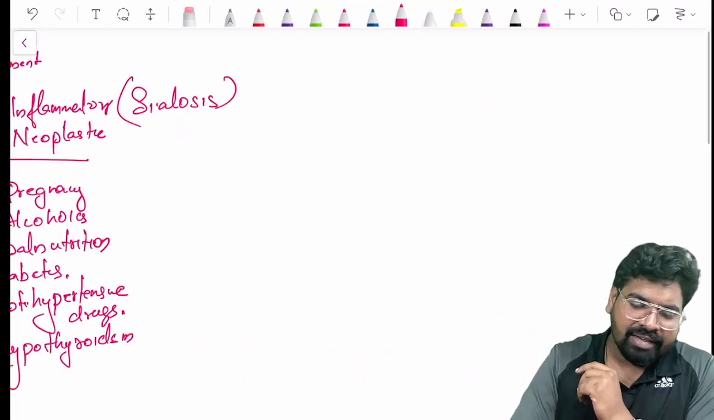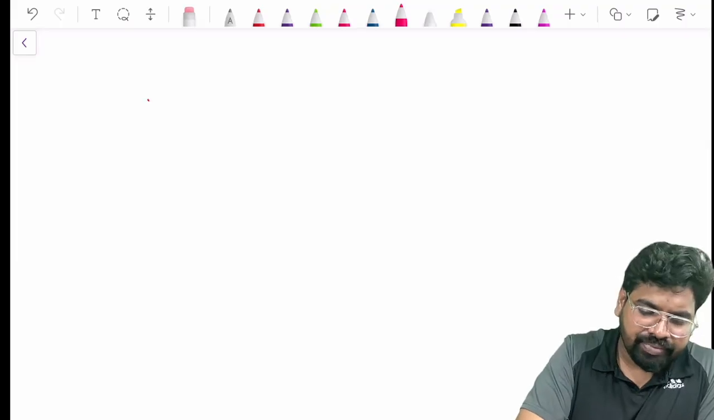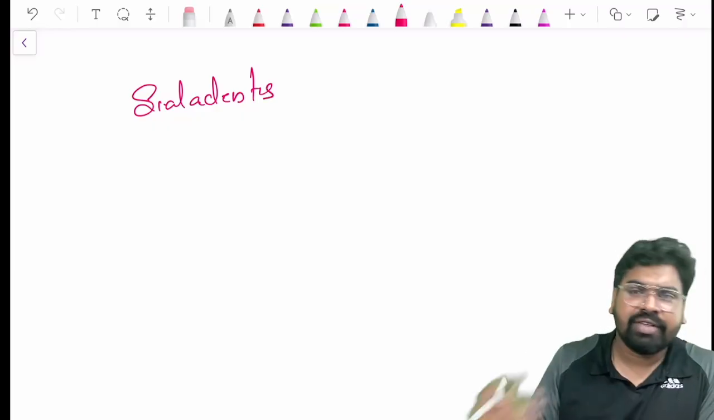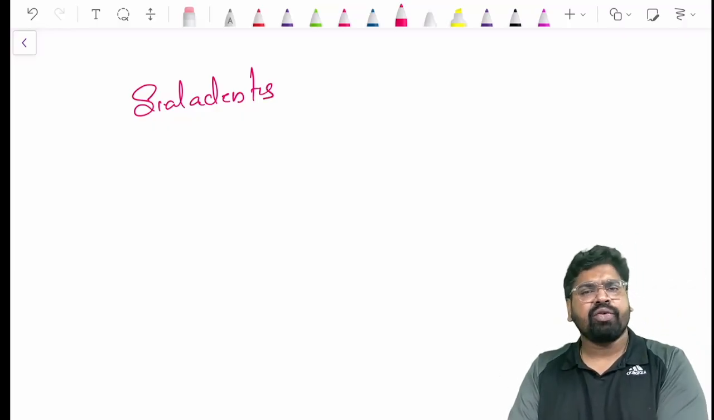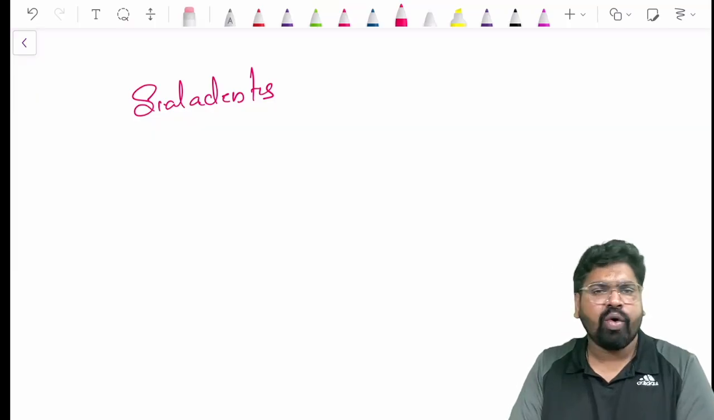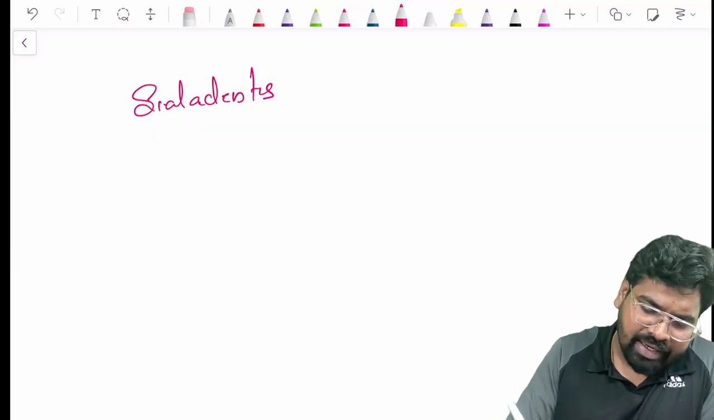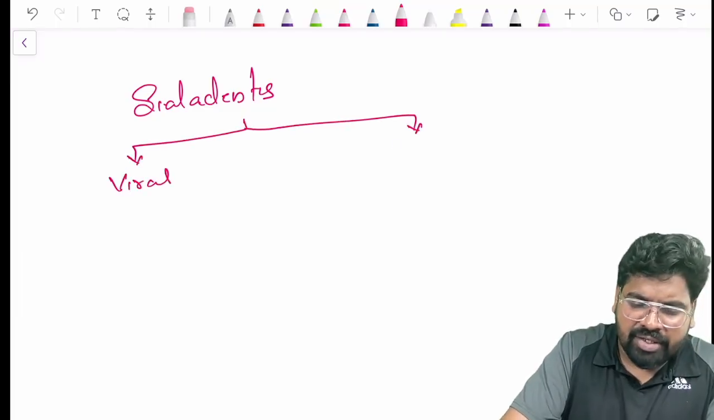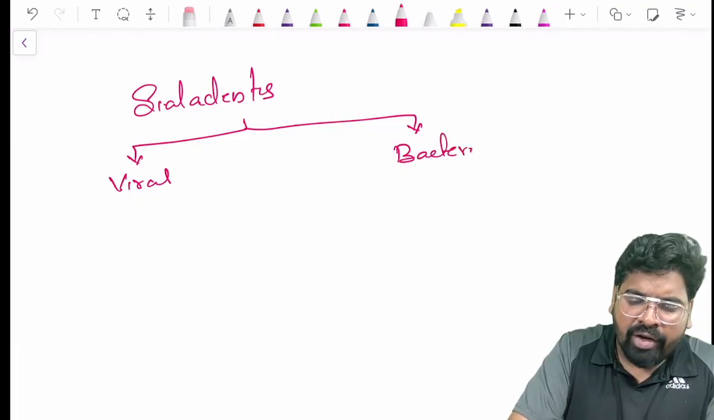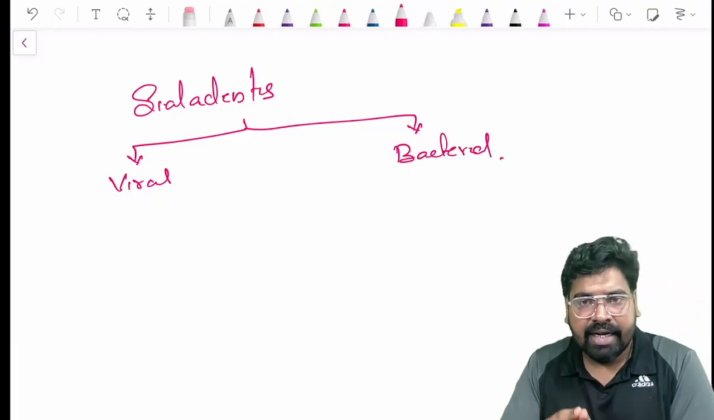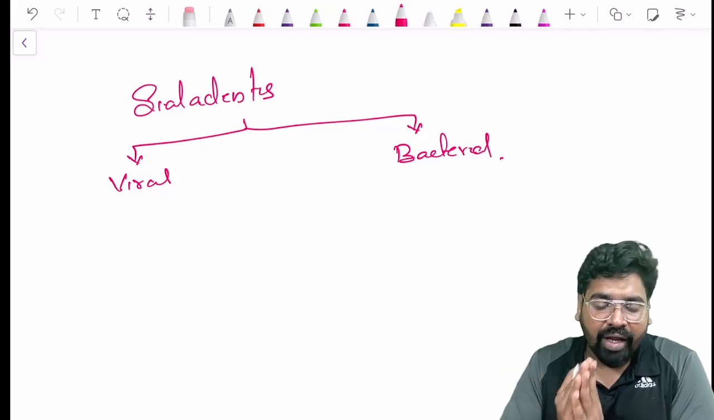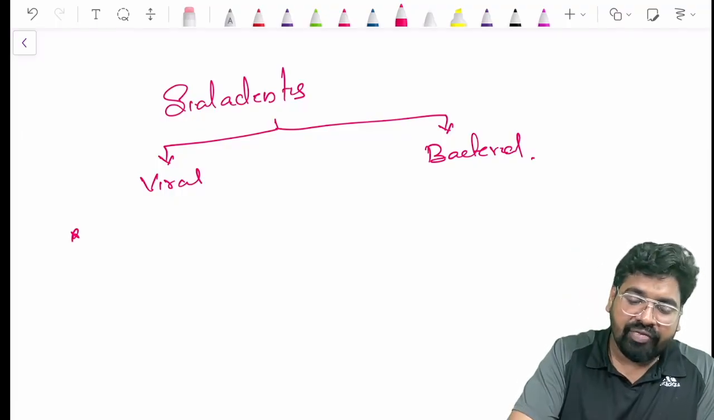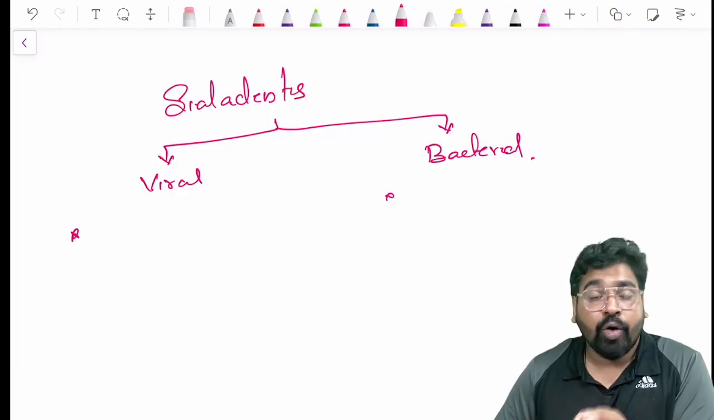Now let's take sialadenitis. What are the features of sialadenitis? Sialadenitis is inflammation of the salivary gland, and there are two reasons: it can be a viral infection or a bacterial infection. Now, how can you differentiate whether it is bacterial sialadenitis or viral sialadenitis? They differ in a major thing, which is pus.